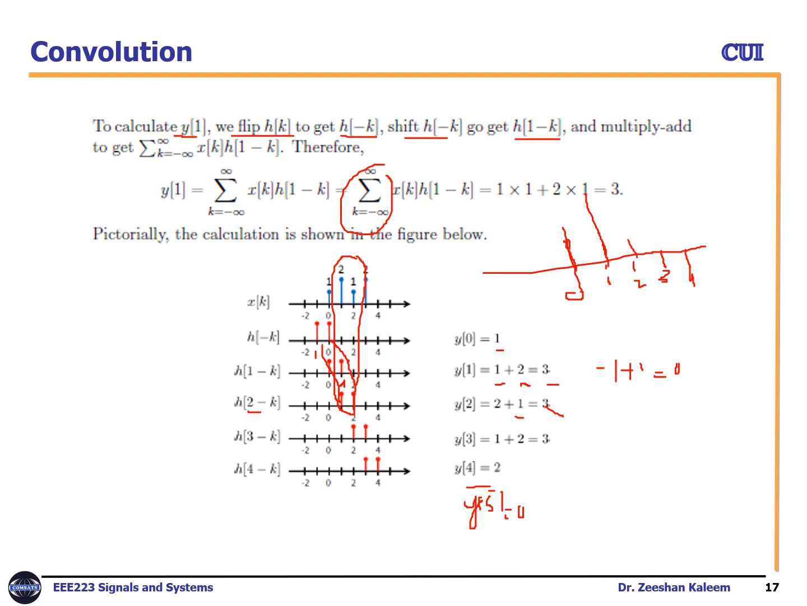At 2 you have a 3 again, at 3 you have a 3 again, and at 4 you have a value of 2 like this one, and so on. After 4 we have a 0, and before 0 we have a 0. So this will be our final y[n]. So this was the example for the discrete or digital case.